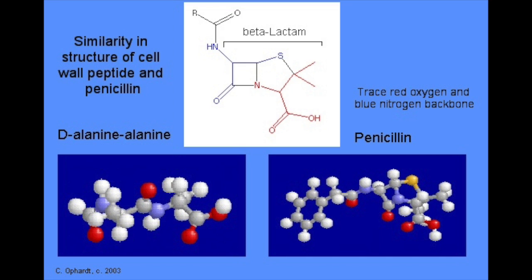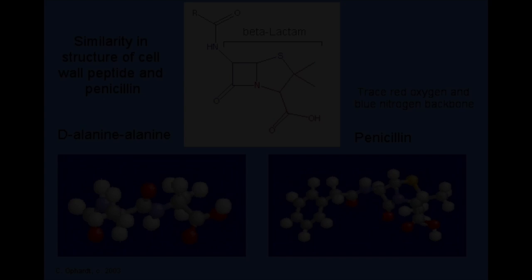And as a result, the formation of a complete cell wall is blocked, which leads to lysis due to osmotic pressure. And it's also worth noting that the crucial feature of penicillin, which blocks the formation of the peptidoglycan crosslinks, is the beta-lactam ring, which you can also see present on the slide.